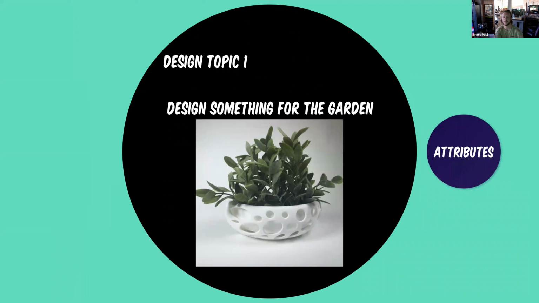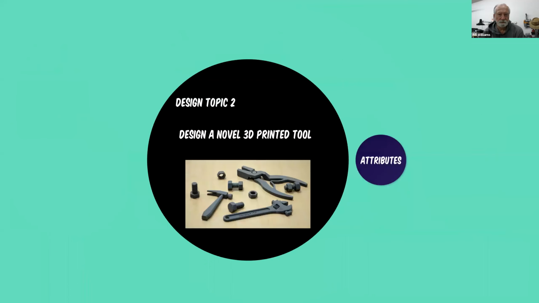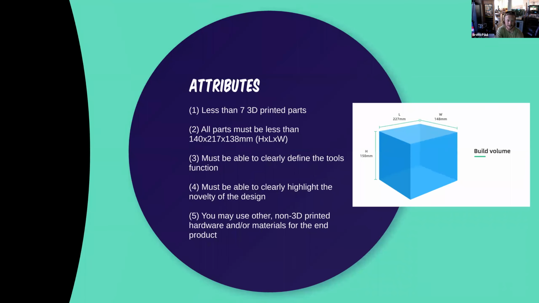Let me get through the last one and then I'll open it up for final questions. Design a novel 3D printed tool. Okay. Any tool. It can be anything. And by tool I mean something that has a distinct function. So the sky's the limit. That's a pretty broad umbrella. Again, less than 7 3D printed parts, same build volume. In this case, you must really clearly define the tool's function. That is something that we are looking for.